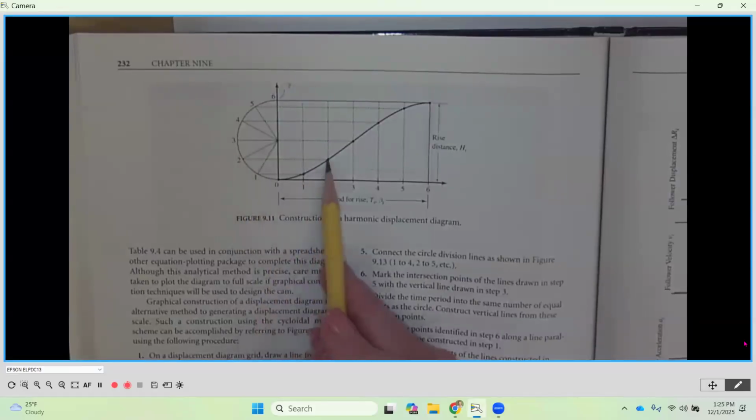And then what you're going to simply do is where it crosses that arc, you're going to go horizontal across to where it's going to cross with the first division here, and that's going to be your first point. 2, 3, 4, 5, and then 6 at the top. Those points are the points through which you're going to create a best fit spline. And that's how you construct it in AutoCAD.